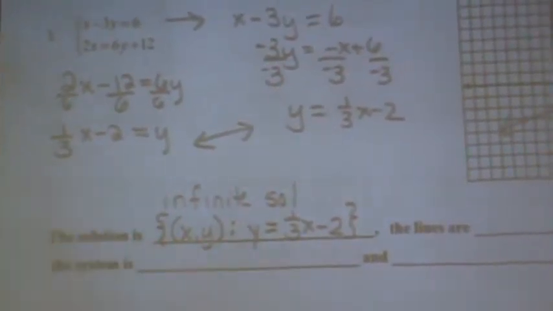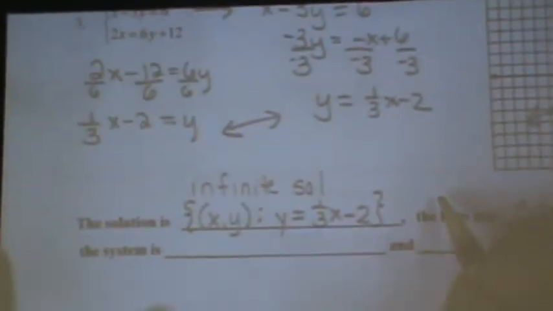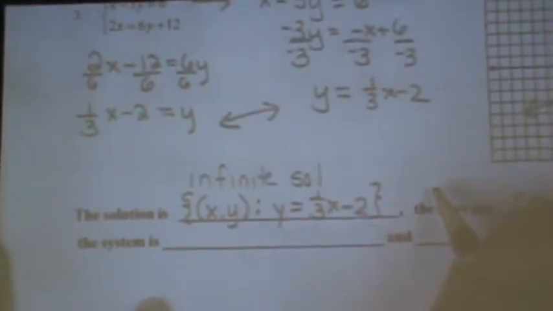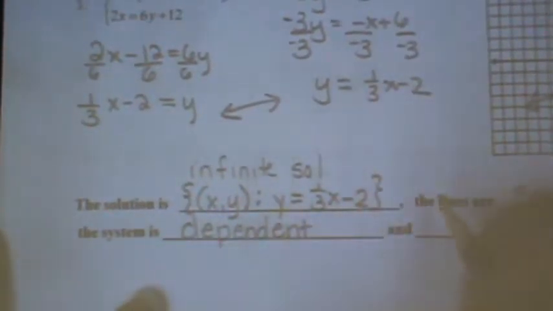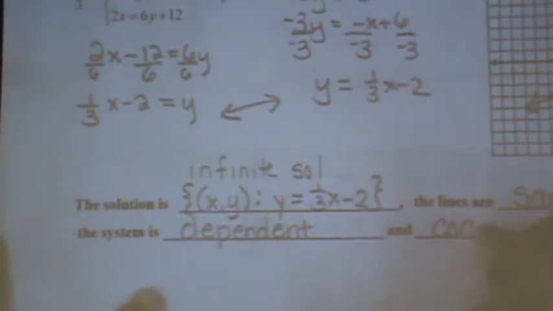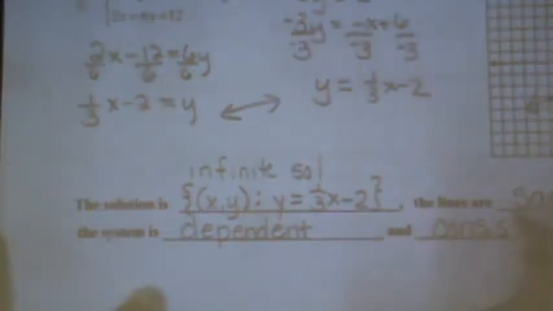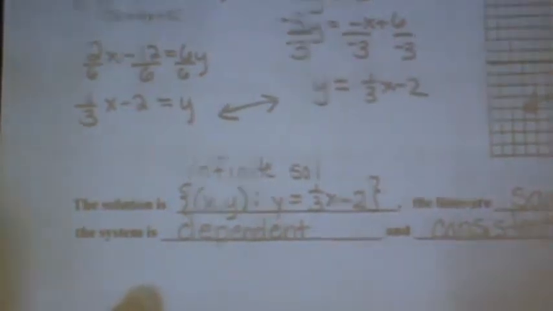Describe these two lines. They are what? They're the same. They're coinciding. They're the same line. Are these lines independent? Dependent. They're dependent. Did we get an answer? Yes. This solution is consistent. We got more answers than we want. We got many answers, and this is a consistent system.